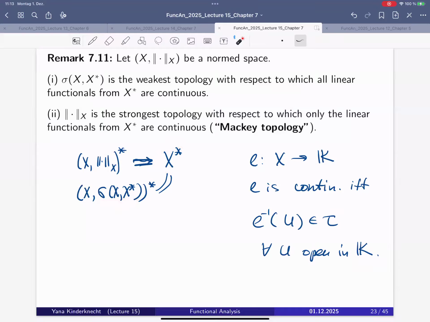But nevertheless, there is some range of topologies such that we play with them, we interchange them, and we still preserve the topological dual. So this is the weakest one, this is the strongest one. The strongest one is sometimes called Mackey topology. Is it clear in general without technical details?